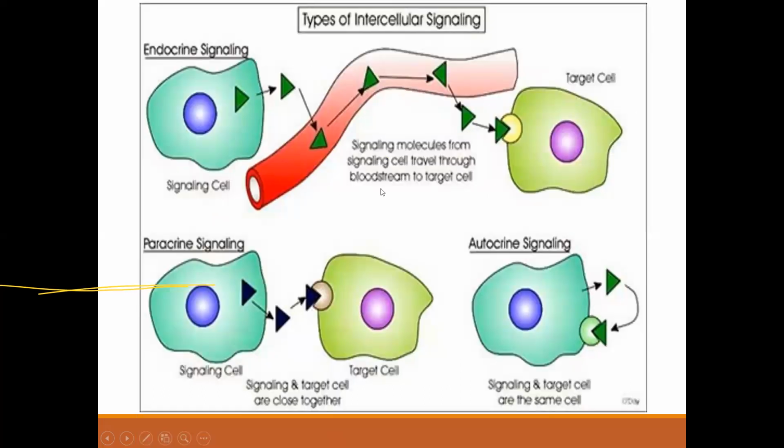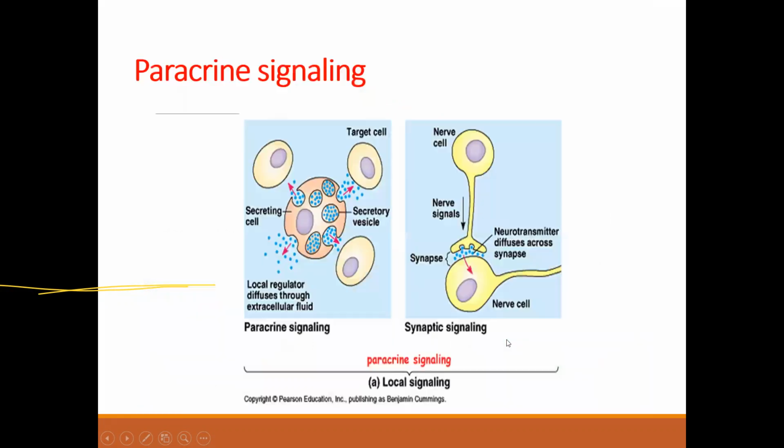This picture shows endocrine signaling: the signaling molecule is produced, gets into the circulation, is transported in the circulatory system, and goes to the target cell. Paracrine signaling: from the synthesizing cell, diffusion, and then binding to the receptor on the target cell. Autocrine signaling: produced and returned to bind to the receptor on the same cell.